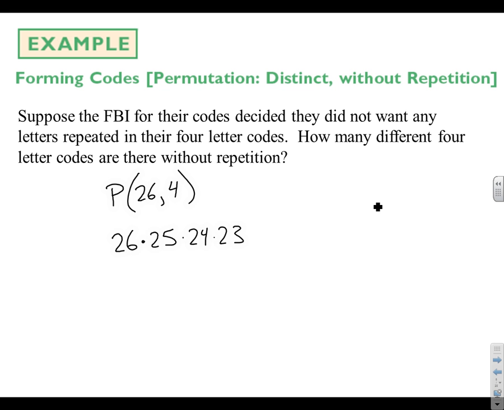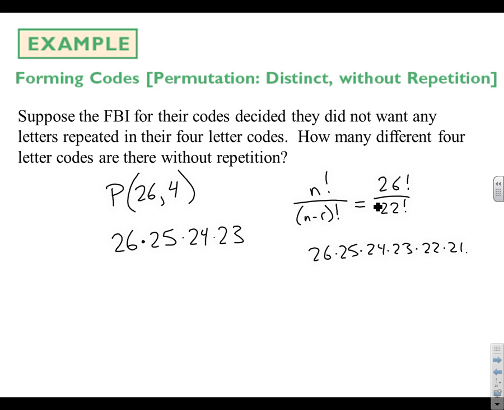Now, if we wanted to use the formula here, n factorial over n minus r factorial, it would look like this. 26 factorial over, what's 26 minus 4? 22 factorial. And how that would start is the numerator would be 26 times 25 times 24 times 23 times 22 times 21, etc. And the denominator would be 22 times 21 times 20, etc.